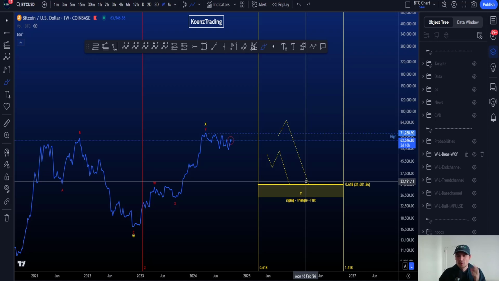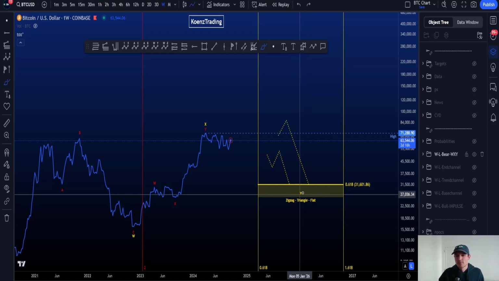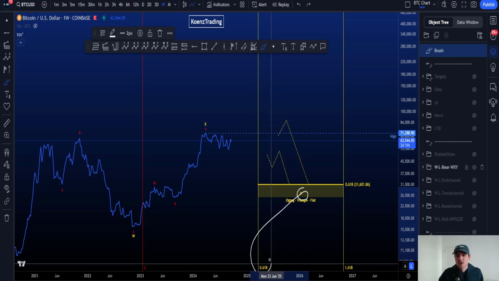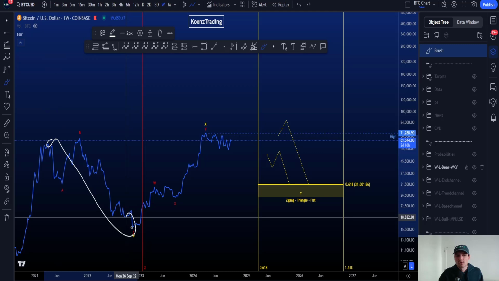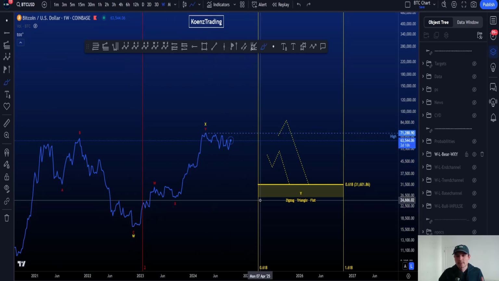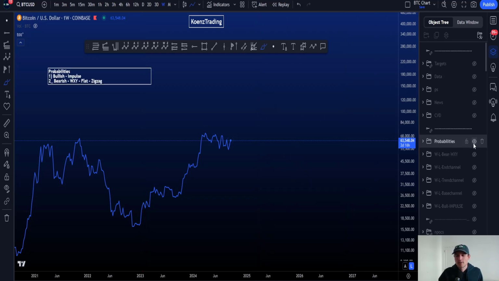Target would be 31.6k, and preferably your wave Y is finishing after the 0.618 here on the chart, taken from the start to the end of W to the end of X, which is March 2025. If we then look at the probabilities of the different scenarios on the line chart, the probabilities are no different compared to the candlestick chart. It's just that the measurements and the targets are a little bit different.